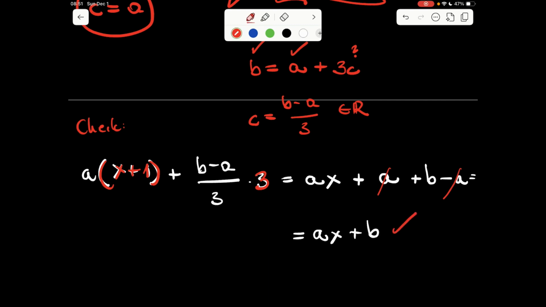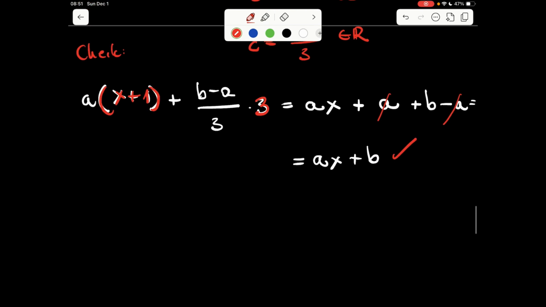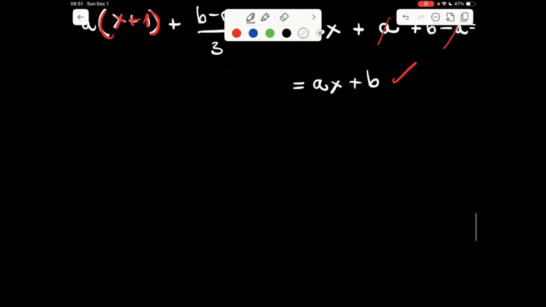So we can use the basis vectors 3 and x plus 1 to linearly combine any function of the form ax plus b. So the new basis works. It really works.